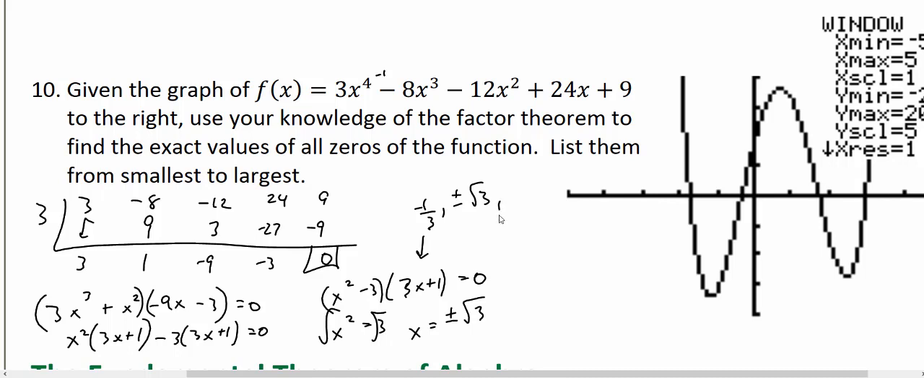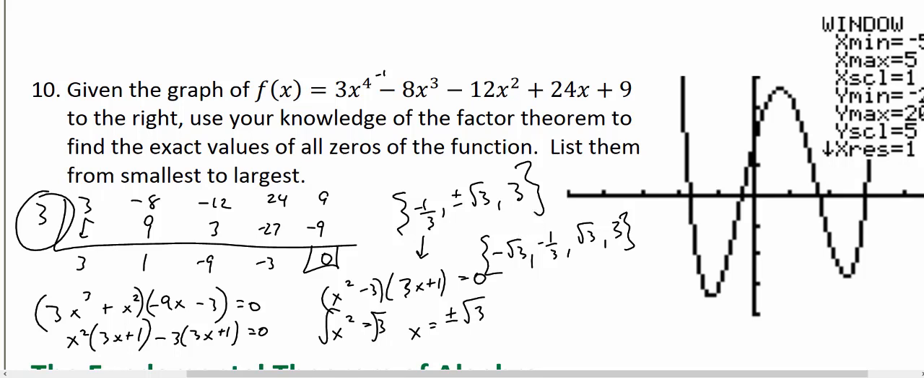And what's my other answer? Positive 3. Okay. And it says from smallest to largest. So if you want to go smallest to largest, it would actually be negative root 3, comma, negative 1/3, comma, positive root 3, comma, positive 3. Okay, and that is your correct answer if it says smallest to largest. All right, that is how we do that.